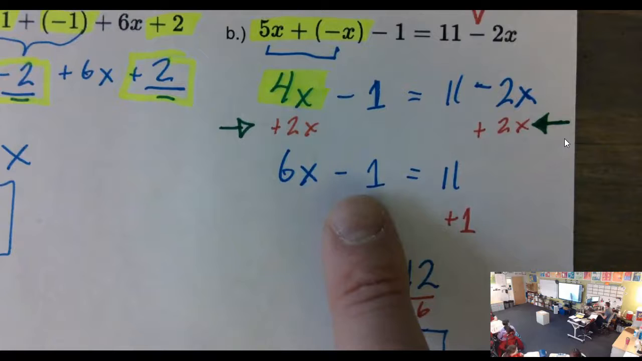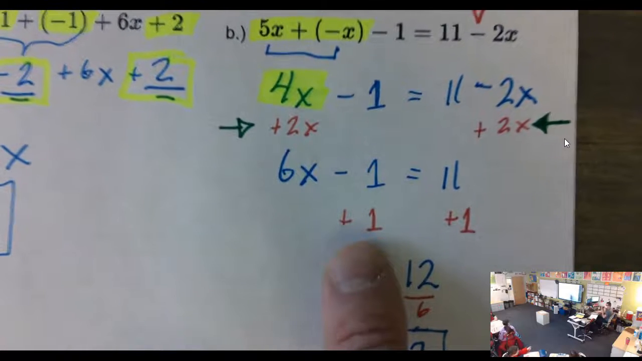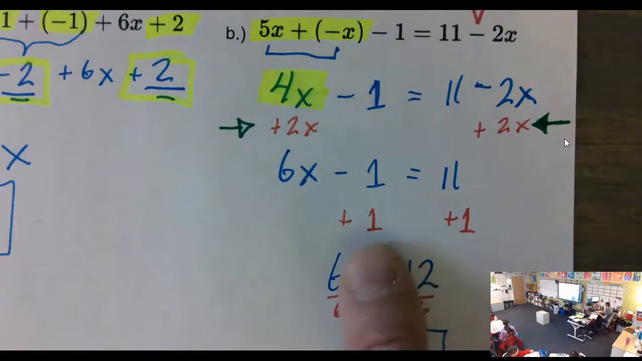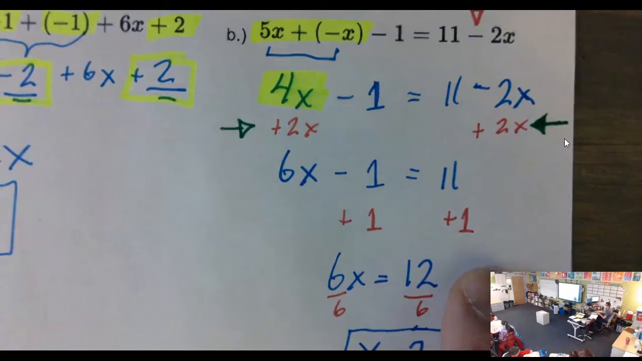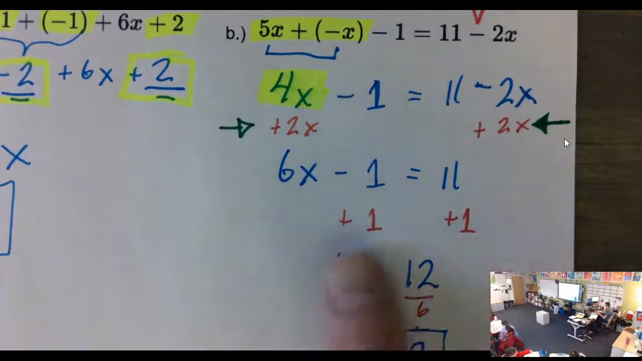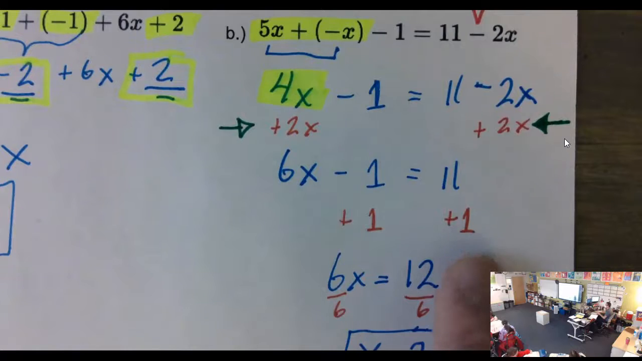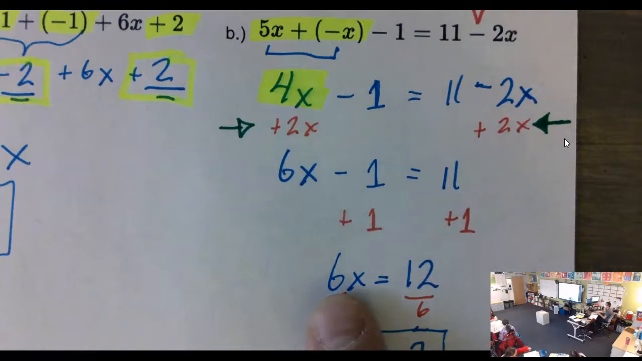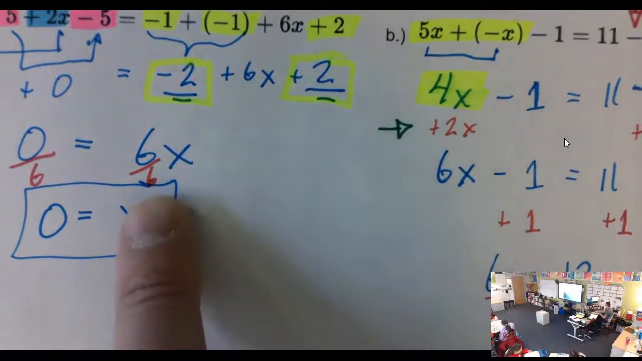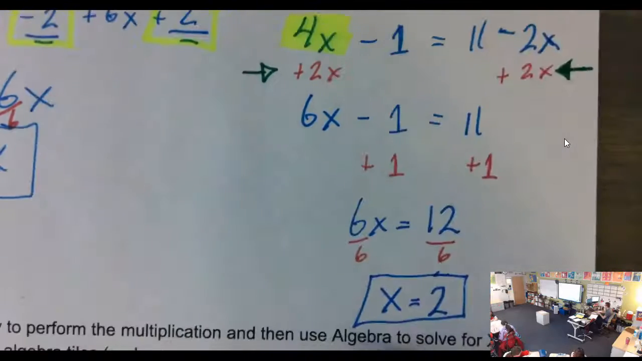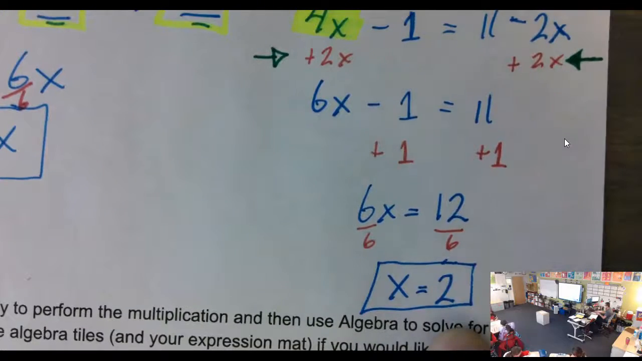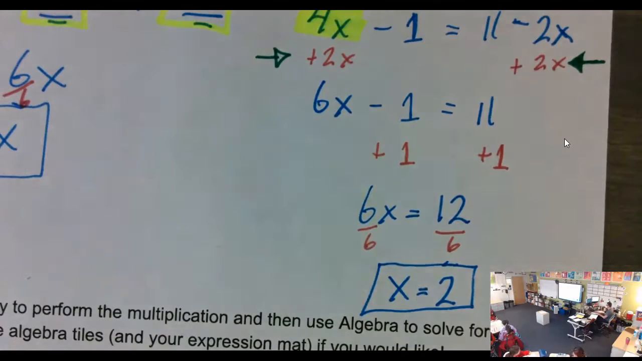How do I get rid of a minus 1? Plus 1 on both sides. Guys, I was very intentional as I made this answer key this weekend to use my color coding to say I'm doing that on both sides. And now I'm back to 6x equals 12. What do I do to deal with that 6x? Oh, hey, look, the same. Hey, we had 6x over here. Oh, that's so coincidental. Divide by 6. We get x equals 2.